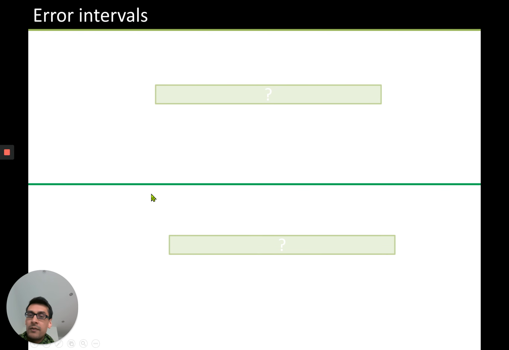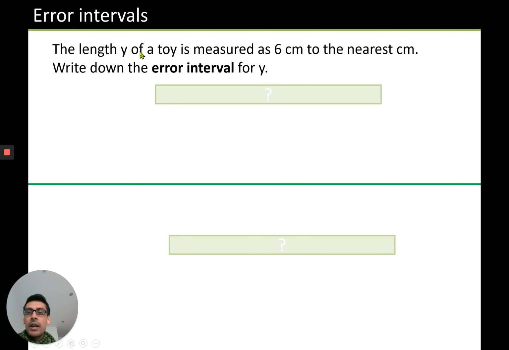Two examples here for you to try. Length y of a toy is measured as 6 centimeters to the nearest centimeter. Write down the error interval. So the word bounds is not mentioned in the question, but it's implied. That's what we're looking for.